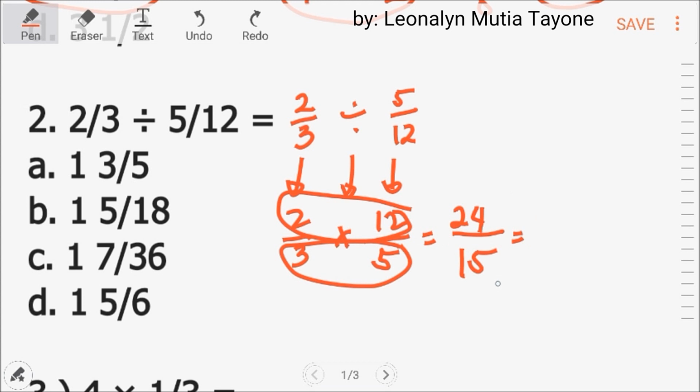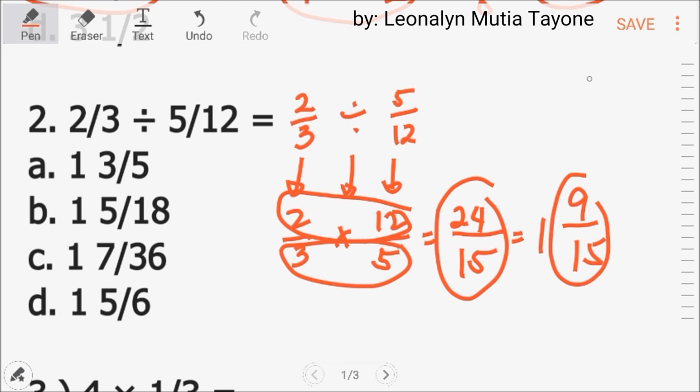So this improper fraction, let's make it a mixed number. 24 divided by 15. There is one 15 in there. 24 minus 15, and that is 9/15. This 9/15, its greatest common factor is 3. So 9 divided by 3 equals 3. 15 divided by 3 equals 5. So the answer here is 1 and 3/5.